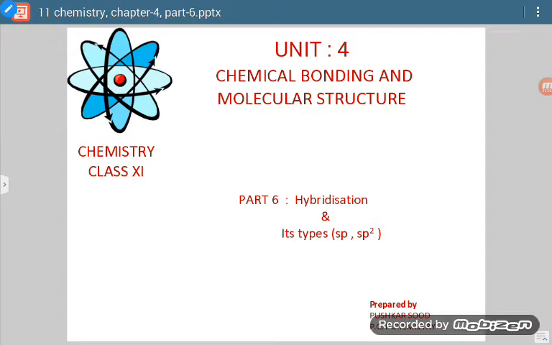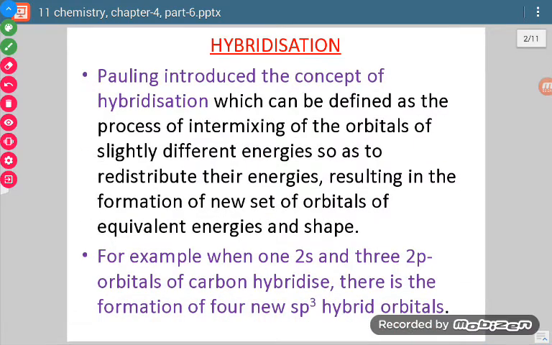Good morning, students. So today we are going to start a very interesting and very important topic of our chemistry, hybridization. We are going to discuss only two types of hybridization in this particular session, that is sp hybridization and sp2 hybridization. Okay. Now, first of all, what is hybridization?